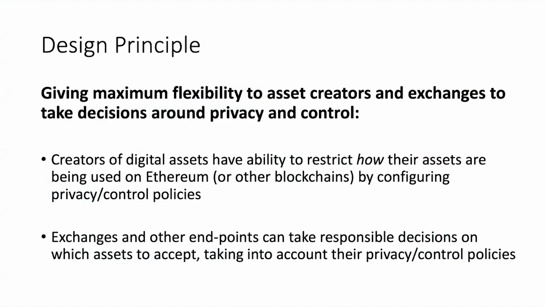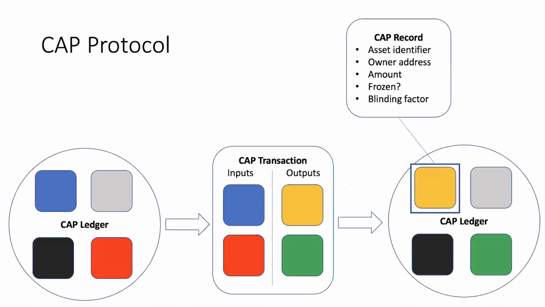The design principle behind CAPE is giving maximum flexibility to asset creators and exchanges to make decisions around privacy and control, so that creators of digital assets have the ability to restrict how their assets are being used on Ethereum or other blockchains by configuring these privacy control policies. And exchanges and other endpoints can also make responsible decisions on which assets they want to accept, taking into account their privacy control policies.